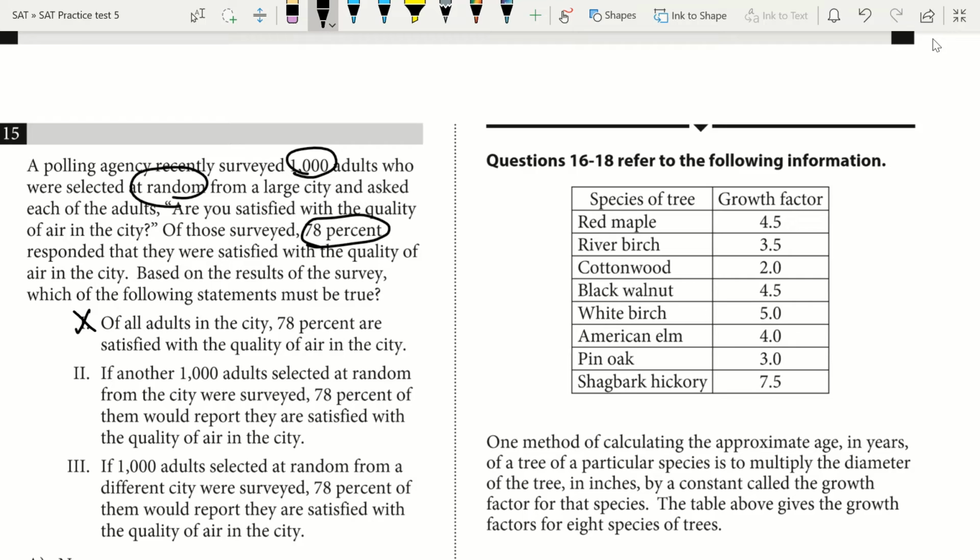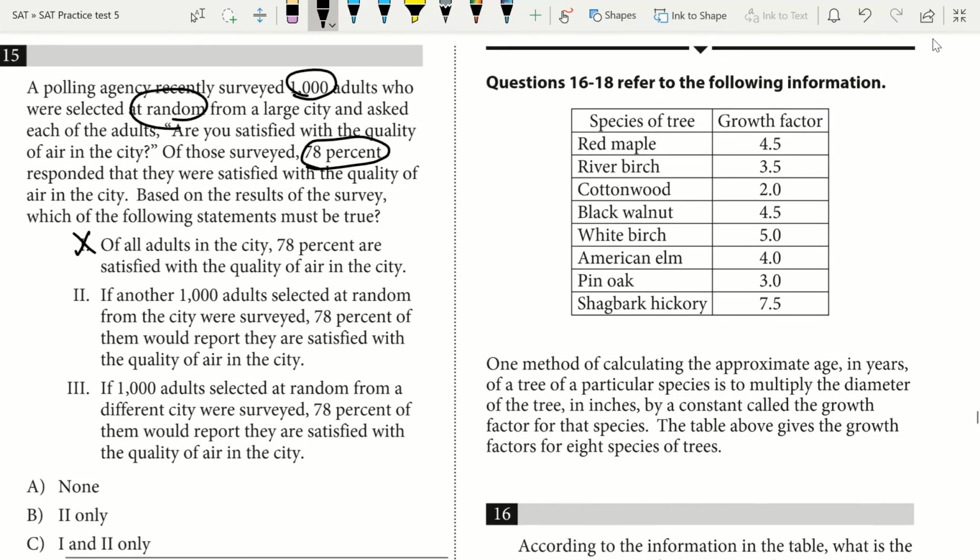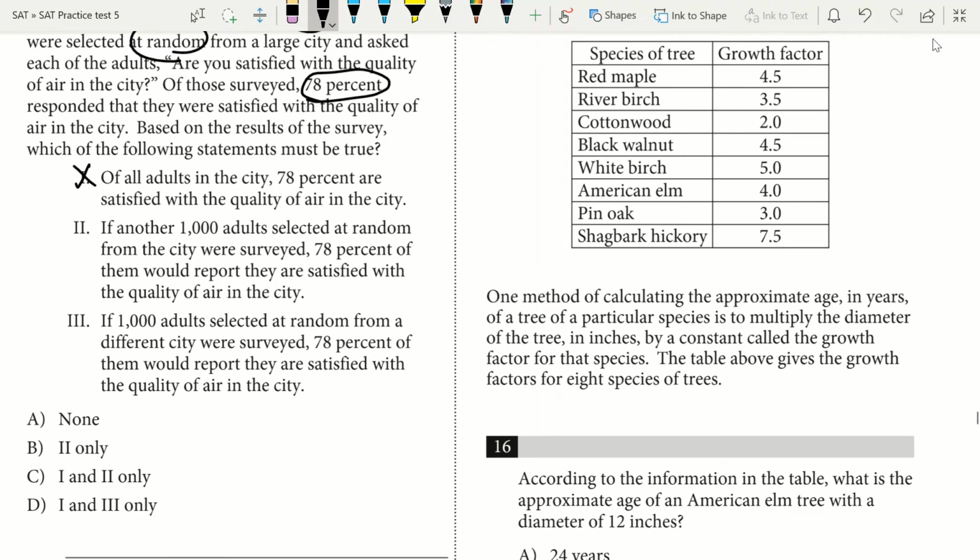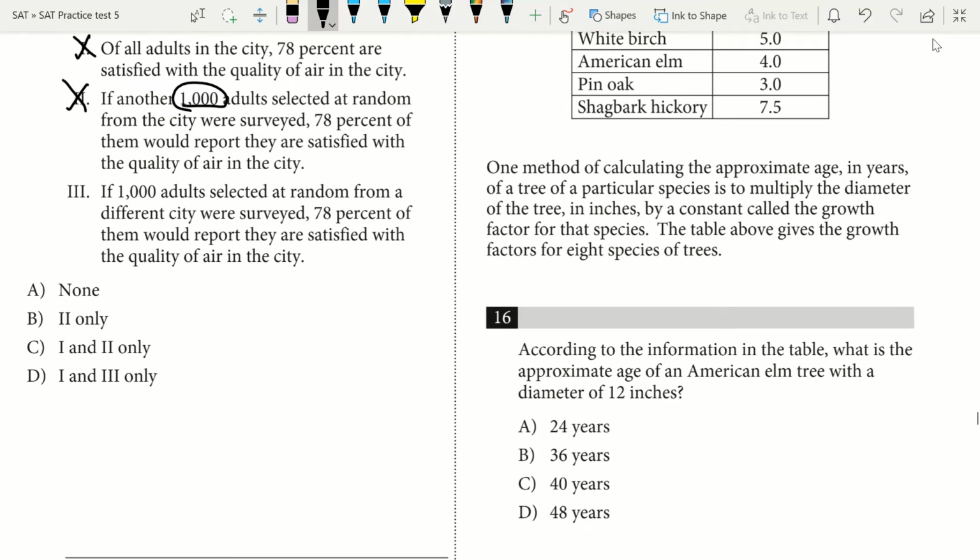That doesn't have to be true because we only surveyed 1,000 of them, and there could be variance of about a couple percent either way when we actually do all of the adults. If another 1,000 adults selected at random from the city were surveyed, 78% of them would report that they are satisfied with the quality of air in the city. Well, no, like we said, we could have a little bit of variance. 1,000 isn't that large, right? So it's possible it could be 77, it could be 76, 79.